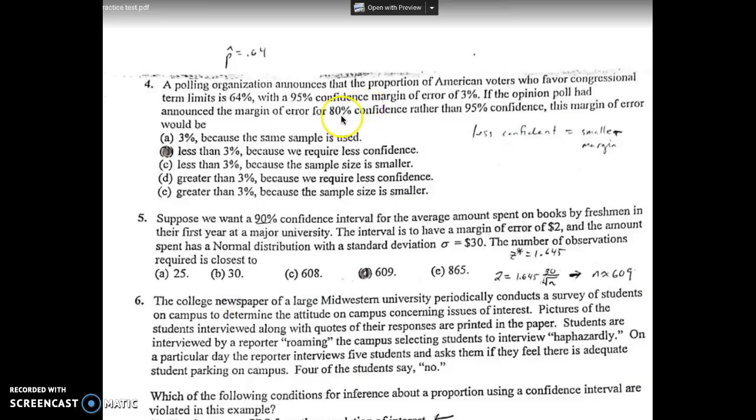So basically they're saying, what if we lowered the confidence? And we talked about this in class one day. Basically, when you have less confidence, you have a smaller margin of error. You're not as confident, so there's fewer values that your true answer could take on. So our answer for question 4 is B. Our margin of error will also be less than 3% because we require less confidence.